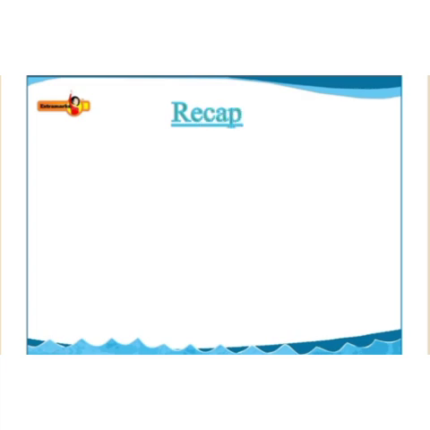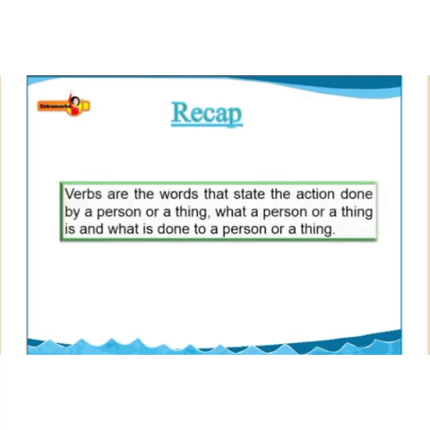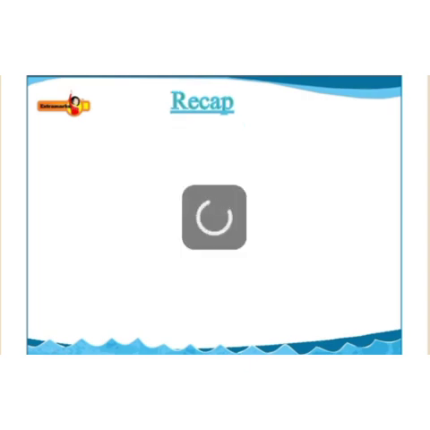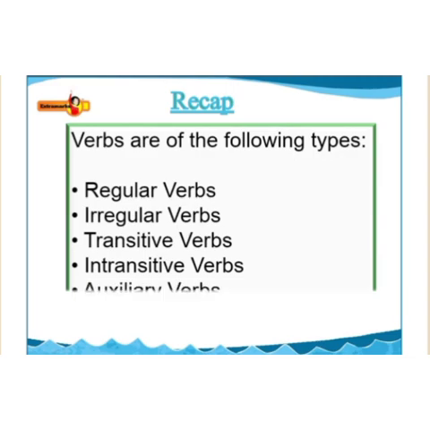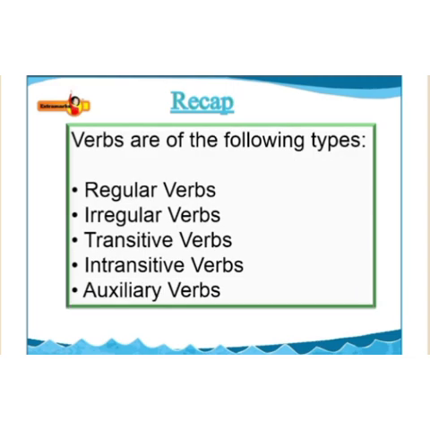Recap. Verbs are the words that tell us the action done by a person or a thing, what a person or a thing is, what is done to a person or a thing. Recap. Verbs are of the following types: regular verbs, irregular verbs, transitive verbs, intransitive verbs, auxiliary verbs.